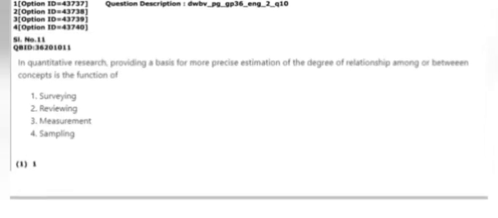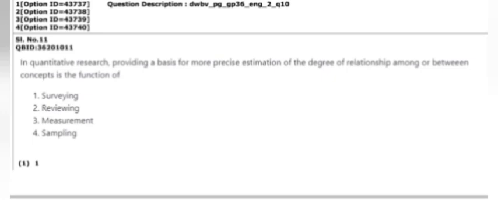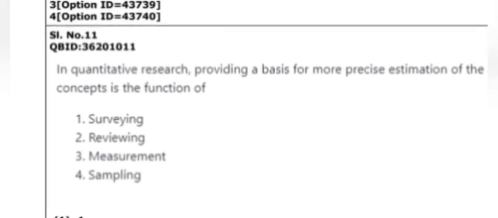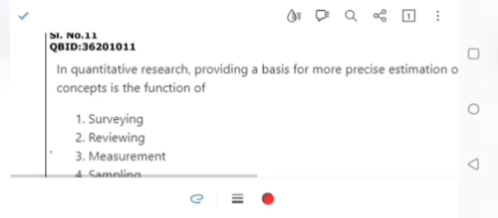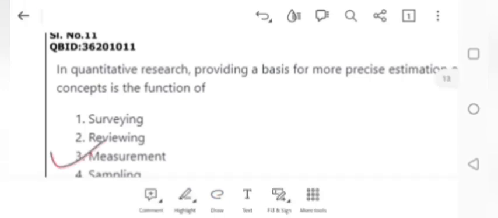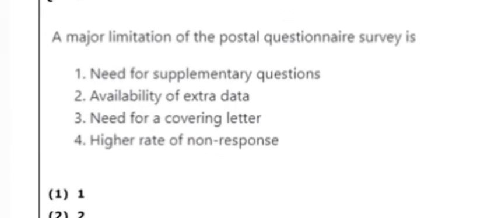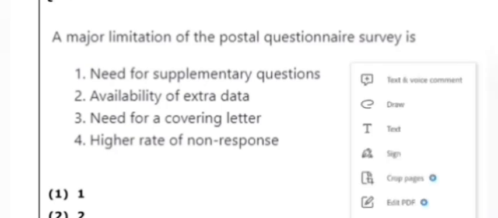Number 11, in qualitative research, providing a basis for more precise estimation of the degree of relationship among or between concepts is the function of what? Surveying, reviewing, measurement, sampling. It will be measurement. Next, a major limitation of the postal questionnaire survey is what? Need for supplementary questions, availability of extra data, need for a covering letter, higher rate of non-response. It will be higher rate of non-response.